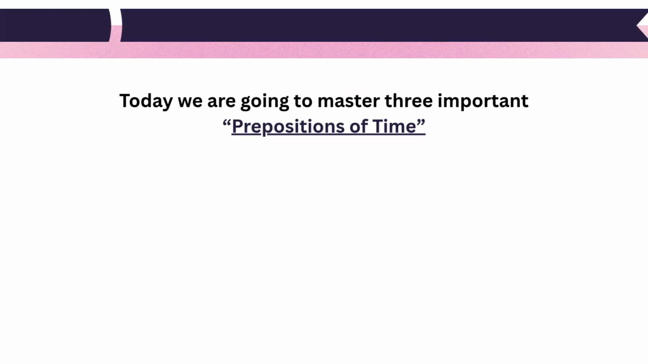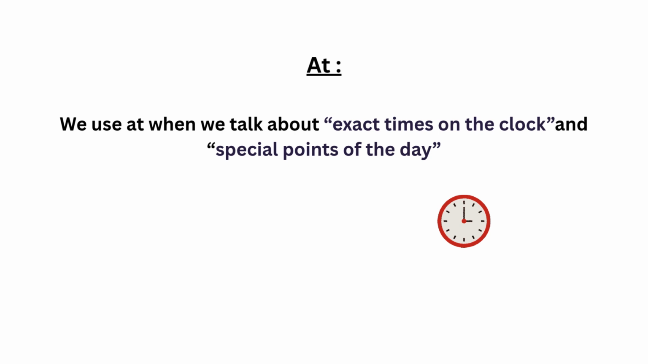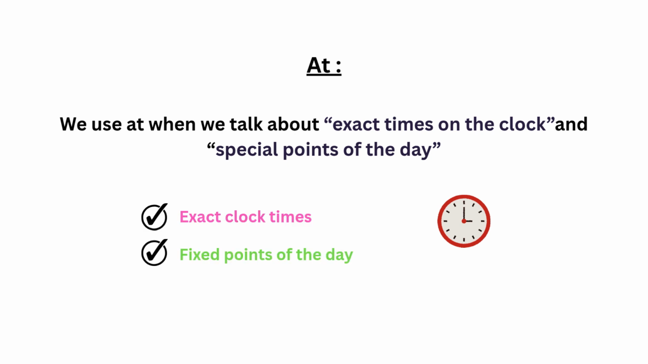Today we are going to master three important prepositions of time. At, on, in. We begin with at. We use it when we talk about exact times on the clock and special points of the day. So now we are going to see some examples with hours.